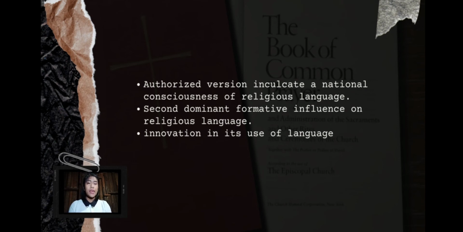the present day. And the second dominant formative influence on religious language also emerged at the same time, and that is the language of the Book of Common Prayer or the BCP. It was highlighted that there are common factors present in the Authorized Version and the Book of Common Prayer, but there are significant additional factors that are not found in the AV but can be found in the BCP, due to the fact that the BCP was much more of an innovation in its use of language than the AV.